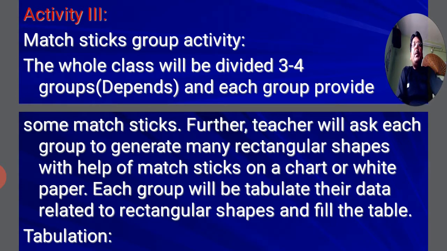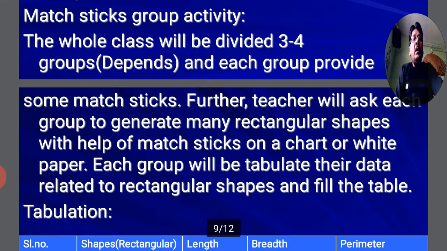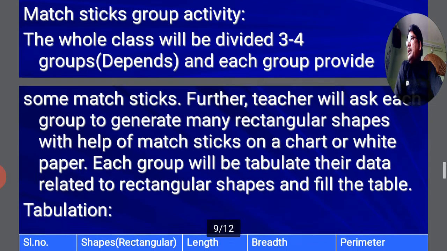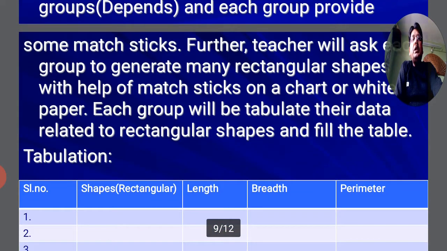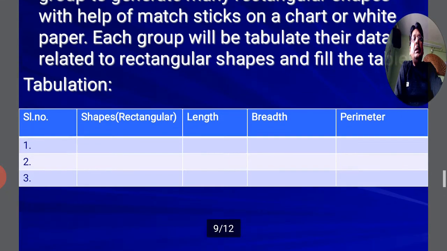Each group is provided some matchsticks. Further, the teacher will ask each group to generate many rectangular shapes with the help of the matchsticks on a chart paper or white paper, and each group will tabulate their data related to the rectangular shapes and fill the table, which is on one chart. So this is the tabulation chart.